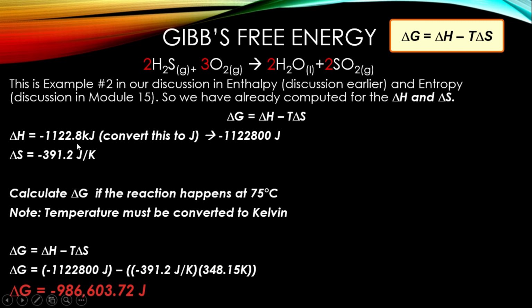So, converting these to joules, times 1,000, it will become negative 1,122,800 joules. And converting 75 degrees Celsius to Kelvin, plus 273.15, it will become 348.15 Kelvin. So, substitute the values. This is our delta H. This is our change in entropy. And this is the temperature.